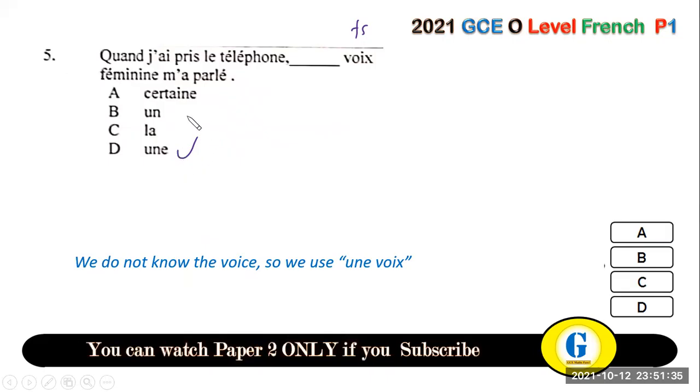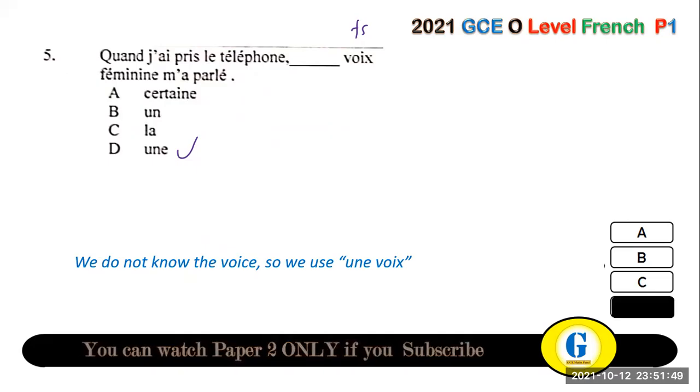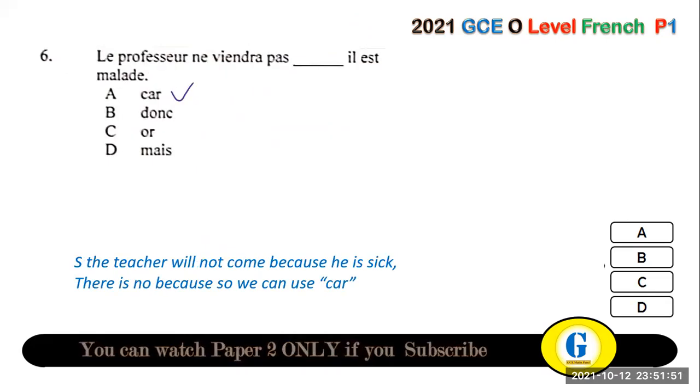Normally you can argue that certain that we take une. You cannot take la because you don't know. You cannot take un because voix is a feminine noun. And this certain here can equally go, but preferably we take certain. Une.